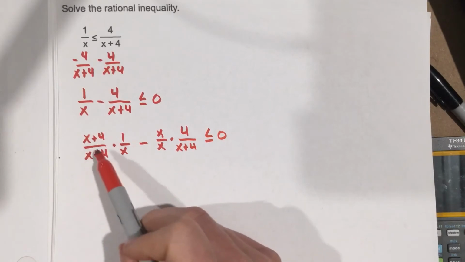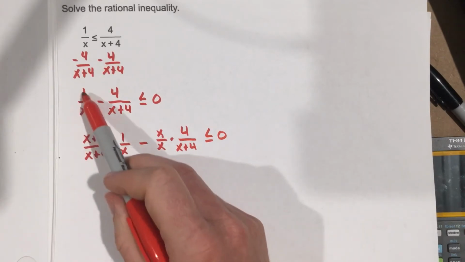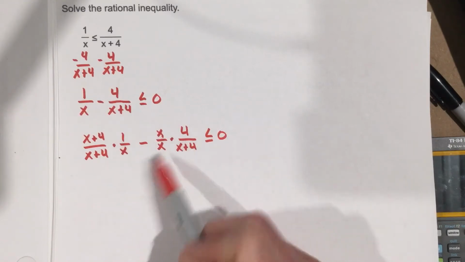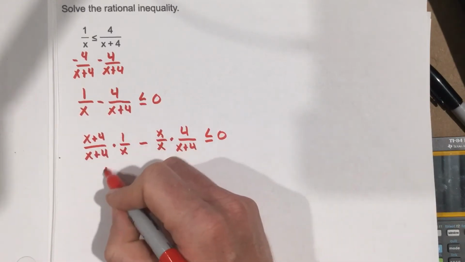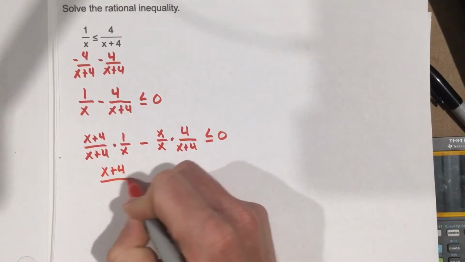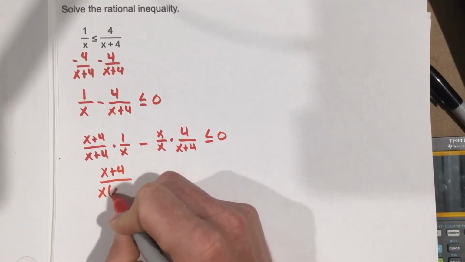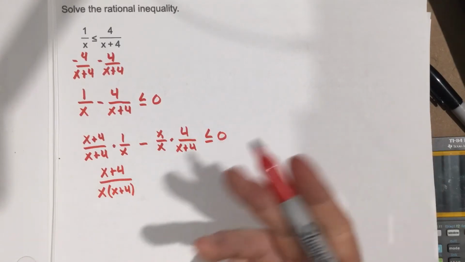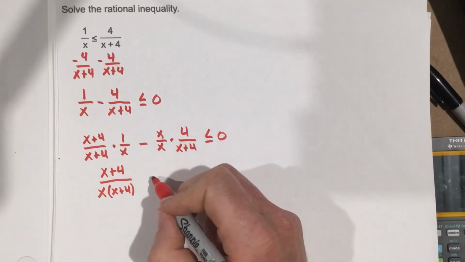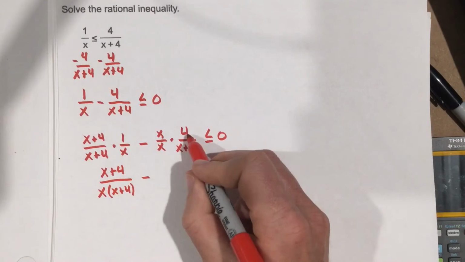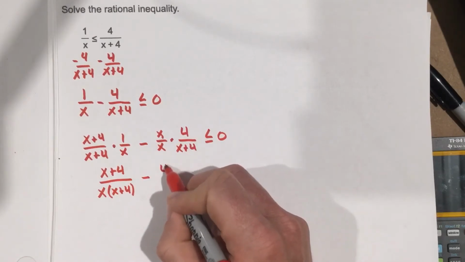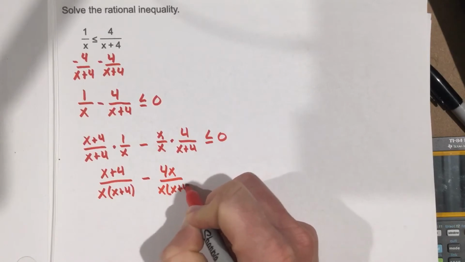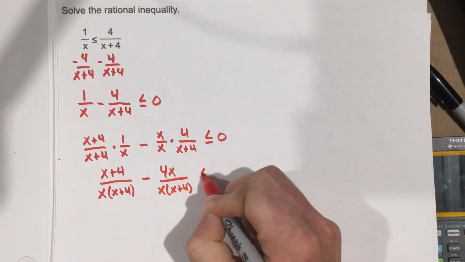Now you'll notice I'm just finding a common denominator between these, right? So I multiply this by x plus 4 over x plus 4 and this by x over x. This will give you x plus 4 on top over x plus 4. Now you could distribute that if you want. I'm not doing that, but feel free. Minus 4 times x on top, so that's 4x over x plus 4. Less than or equal to 0.